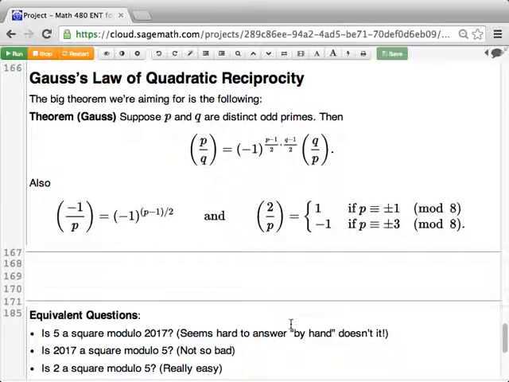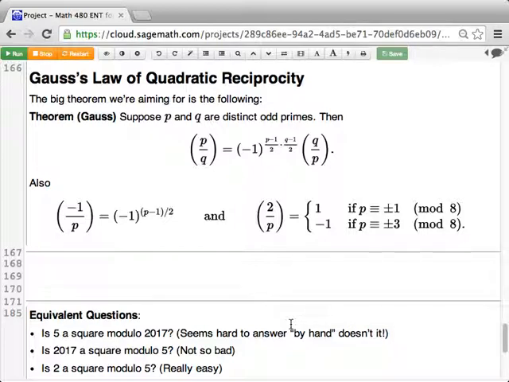And if you throw in this power of -1, since p and q are both odd primes, (p-1)/2 and (q-1)/2 are both integers. So you have a -1 here unless either one of these is 1 mod 4. So otherwise this is -1, because otherwise these are both odd. So basically, it's very easy to decide whether this is -1 or not. And then you have this relationship.